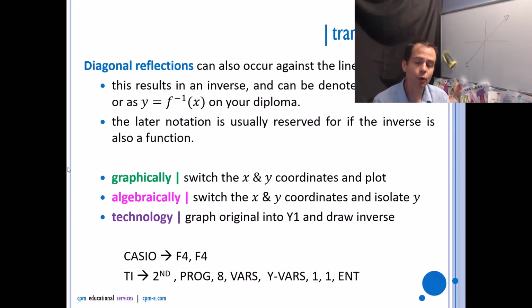So if you wanted to draw a quick sketch, if you had something in your Y1 of your graphing calculator, on a Casio, you can sketch the inverse just by pressing F4, F4. And on a TI, you can sketch the inverse if you press those commands. So second program, the number 8, go into variable, Y variable, 1, 1, and enter, and that will allow you to sketch the inverse. Now, both of these will give you a picture of whatever your Y1 graph was. It'll give you a superimposed picture of the inverse, okay?